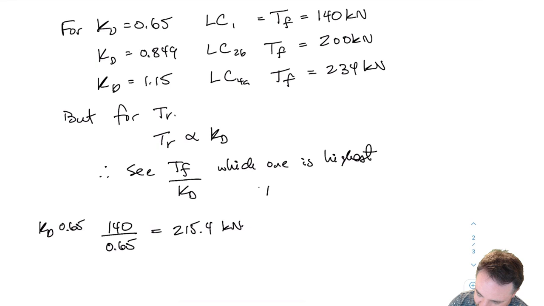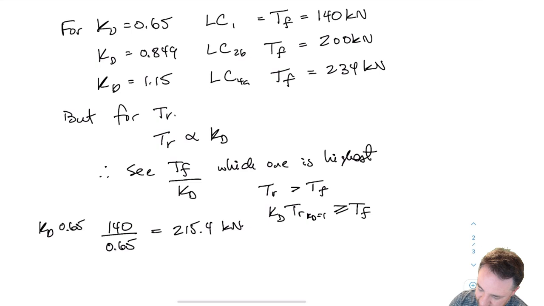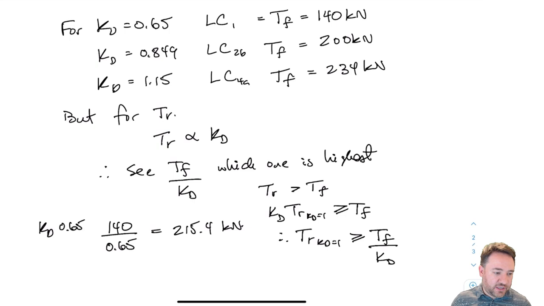I need TR to be greater than TF, right? So KD times TR, for if KD equals 1, has got to be greater than or equal to TF. Therefore TR, if KD equaled 1, has to be greater than or equal to TF divided by KD. That's basically what we're doing here. Okay, so I'm basically removing the effect of KD in order to be able to compare TRs equally, one to the other.